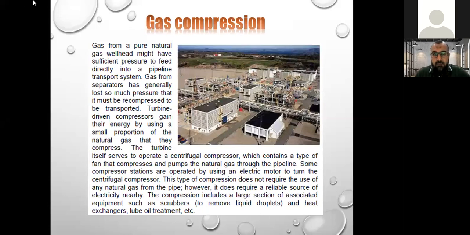Okay, let's continue our session. Now we'll go to another system. It's called gas compression. Why do we use gas compression? Why do I need to compress the gas? What is meant by gas compression actually?